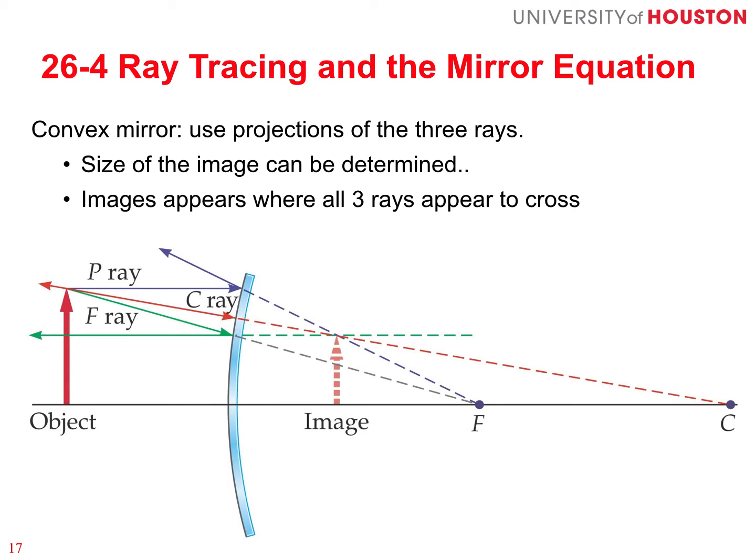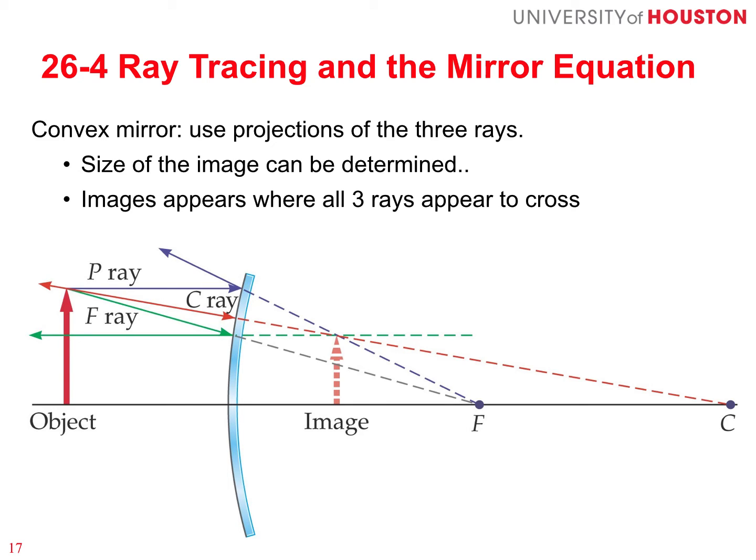Here is an example of ray tracing used when we have a convex mirror. We have the P-ray, C-ray, and F-ray, and when they reflect from the mirror, they don't actually converge to form what we refer to as a real image. What they do form is a virtual image, which is exactly the same type of image that a plane mirror forms, and we calculate its position by projecting back the reflected rays and seeing where they cross.